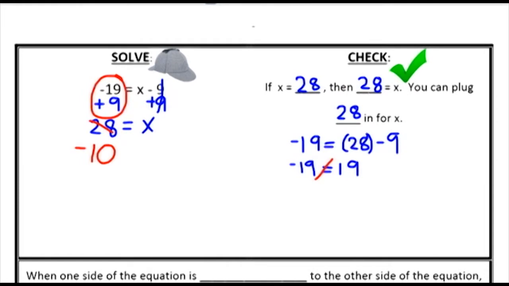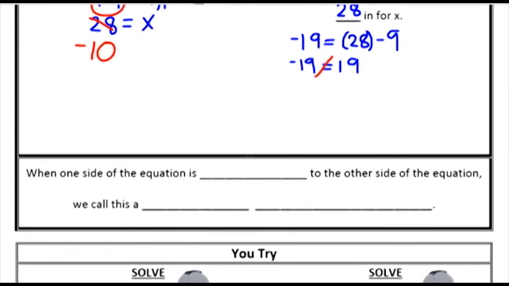When one side of the equation is equal to the other side of the equation, we call this a true statement. This is, for example, 15 equals 15. If we do not get a true statement, we would call it a false statement. That's negative 19 equals positive 19. When you have a false statement, that's when you know you've made a mistake and you need to go back and check your work.